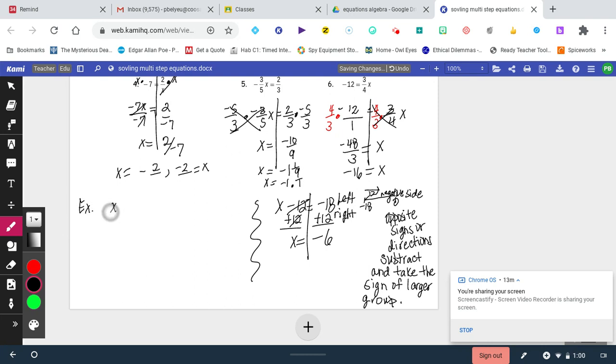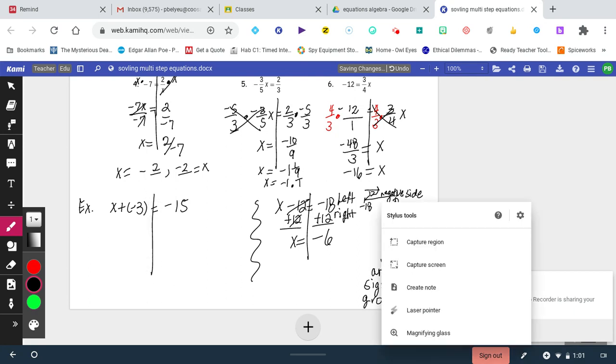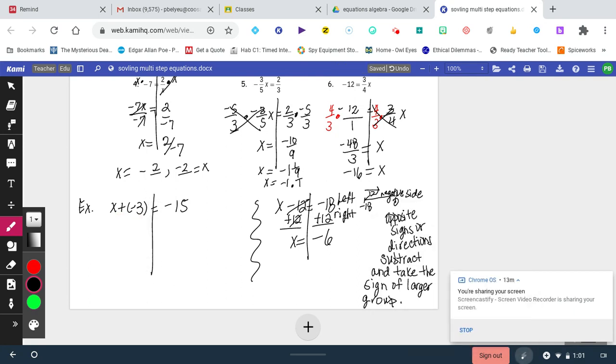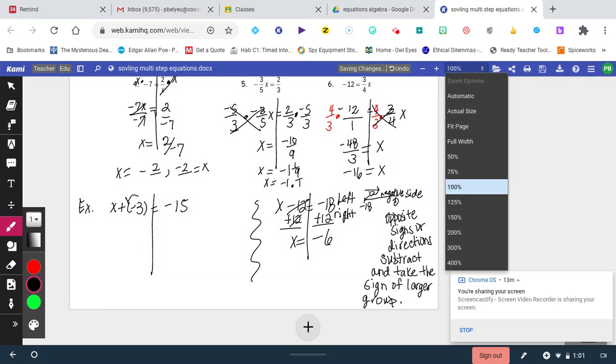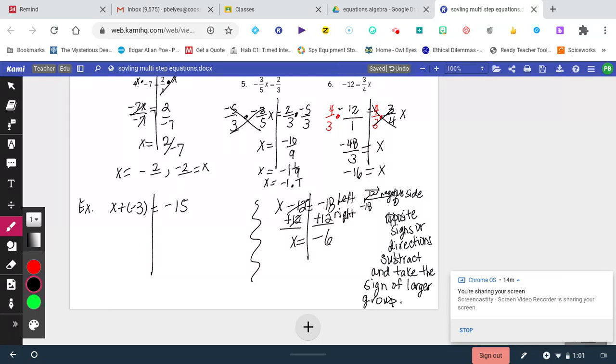For example, if I have x plus negative 3 equals, let's say, negative 15. Well, if you have 2 signs here, you see you have that plus, and then you have a negative 3. Okay, you can just look at this. Worry about that negative 3 right here, okay? Don't worry about the plus. So I just want to worry about this negative 3.